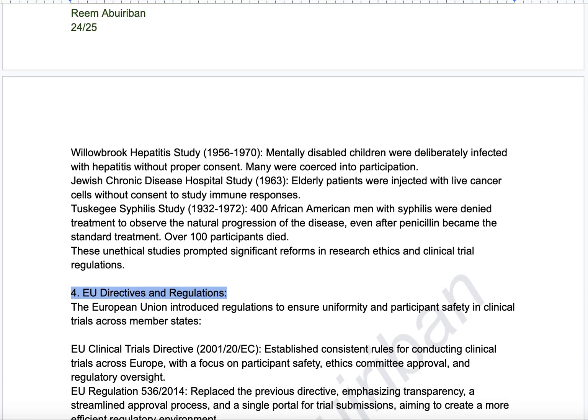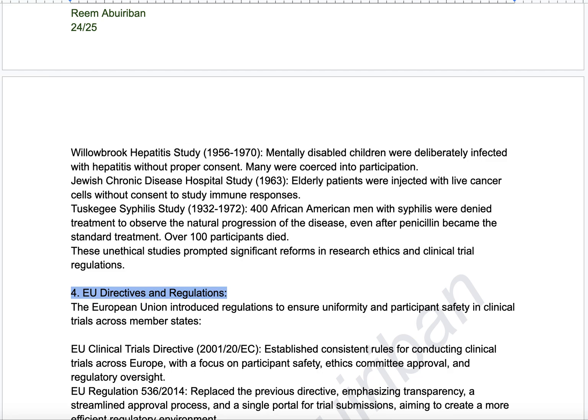Willowbrook hepatitis studies, which were from 1956 to 1970. Mentally disabled children were deliberately infected with hepatitis without proper consent. Many were coerced into participation. Jewish Chronic Disease Hospital study. It was in 1963. Elderly patients were injected with liver cancer cells without consent to study immune responses.